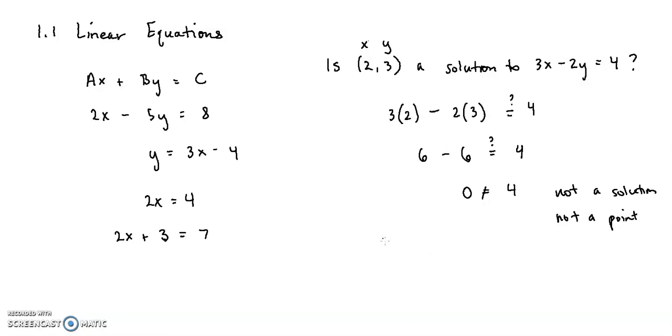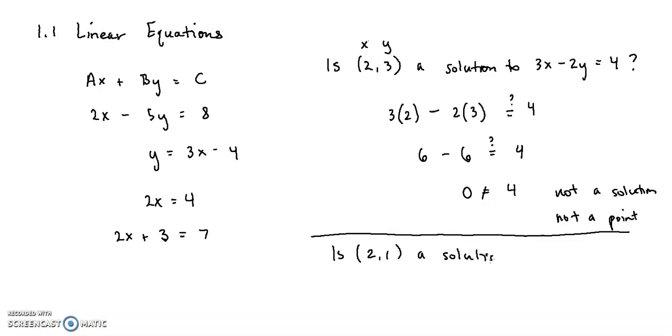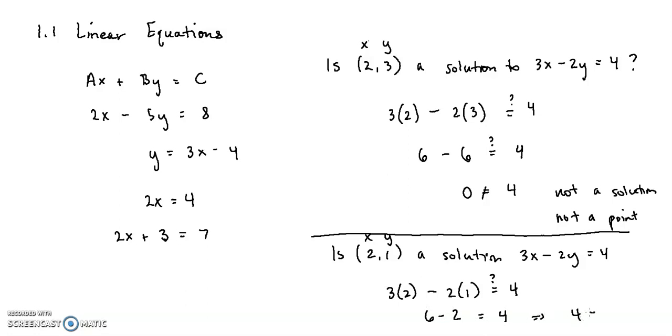Okay, so let's say we want to do the same thing, but we want to know, is (2, 1) a solution? And we'll use the same line, 3x minus 2y equals 4. So let's try this one. Again, we put in 2 for x and 1 for y, and we want to know if that's equal to 4. So I'm going to have 6 minus 2. Is that equal to 4? Yes, it definitely is. We would have 4 equals 4.